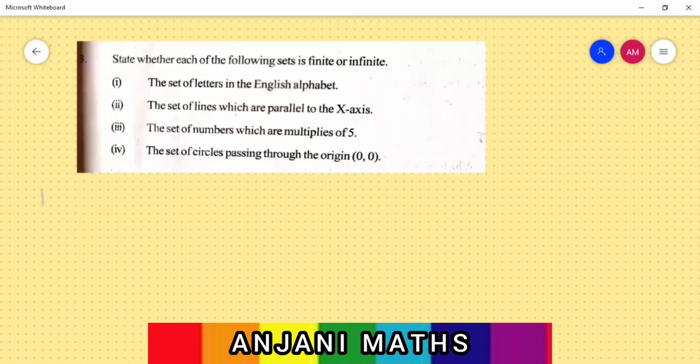So first one, the set of letters in the English alphabet. Listen to the question once. State whether each of the following sets is finite or infinite. We have to say whether it is finite or infinite, not empty. Finite set, ma'am. No doubt in that. It's a finite set because how many elements are in this set? 26 elements. Okay. So the first one is finite.